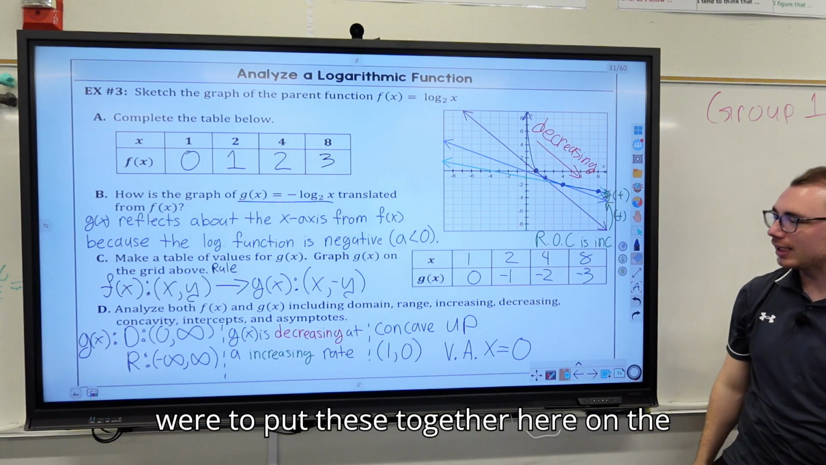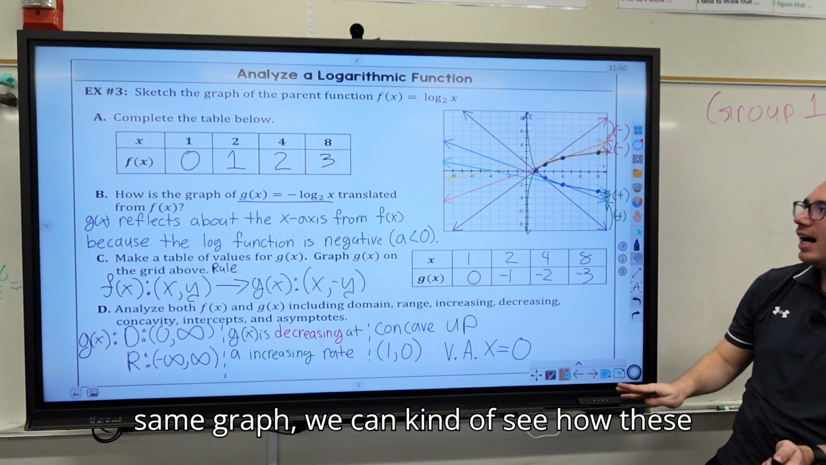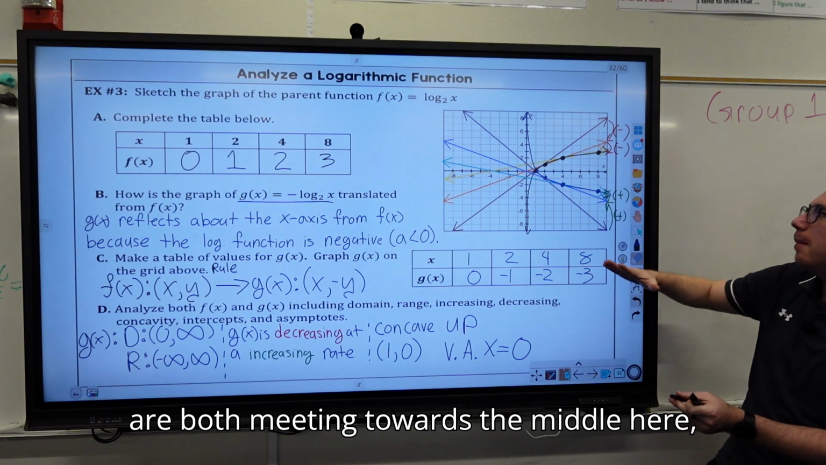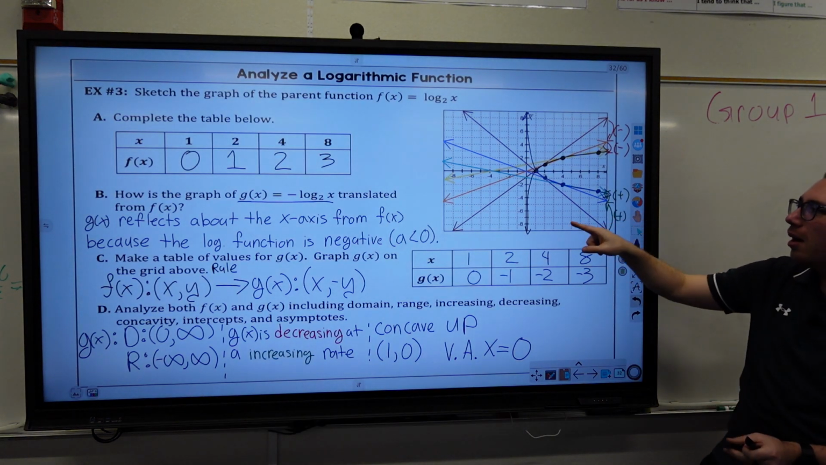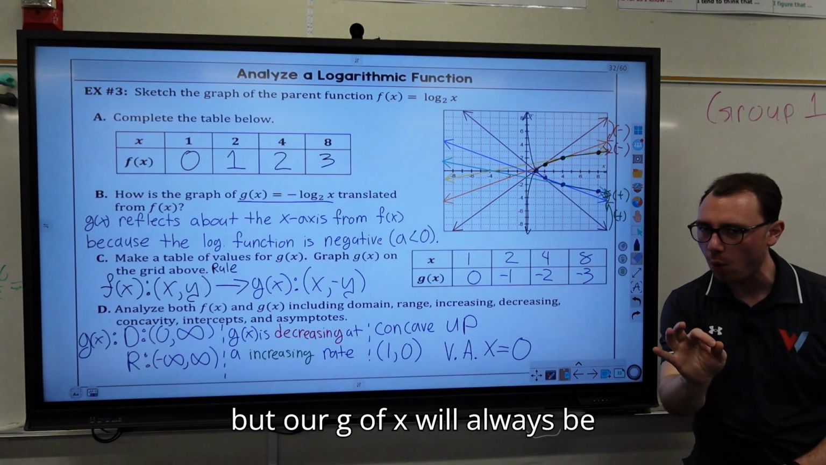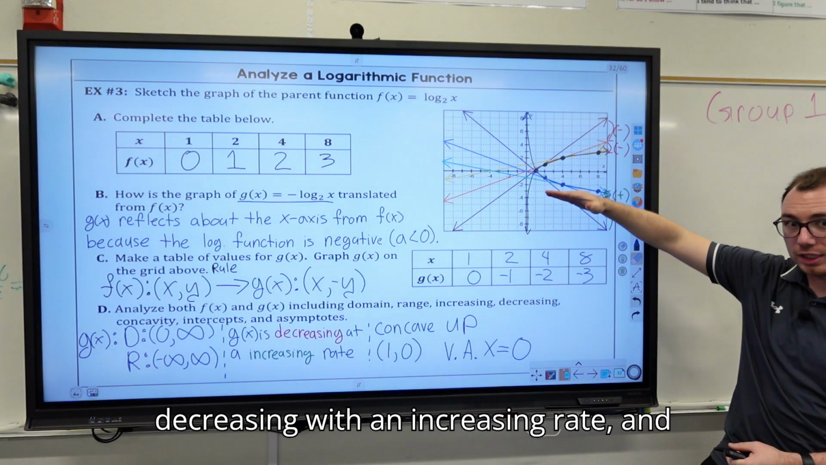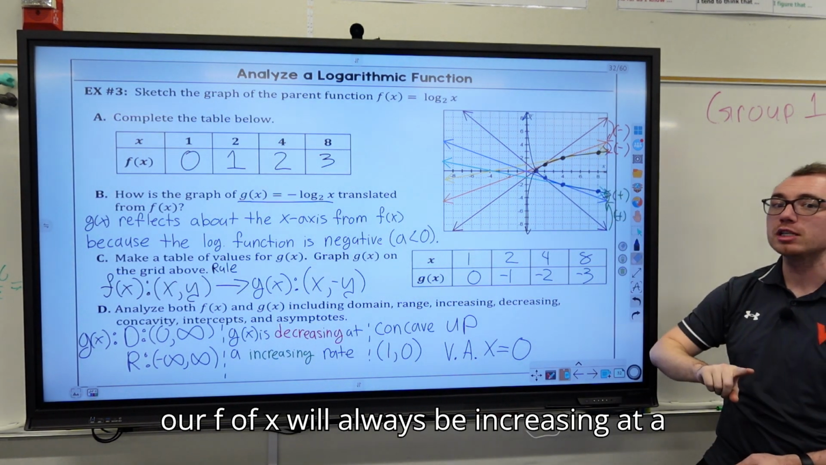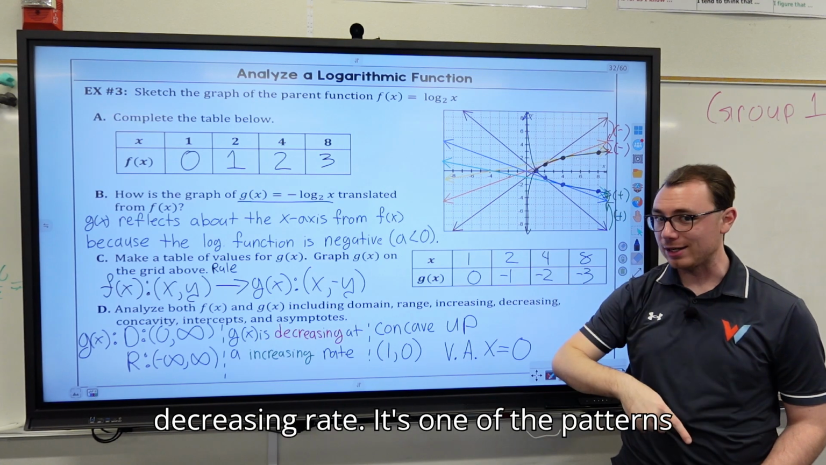If we were to put these together here on the same graph, we can see how these are both meeting towards the middle here, but our g of x will always be decreasing at an increasing rate, and our f of x will always be increasing at a decreasing rate.